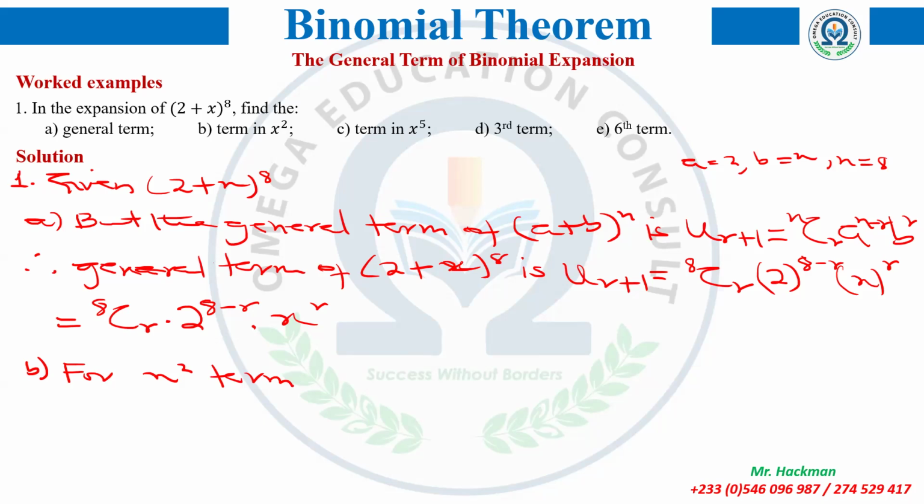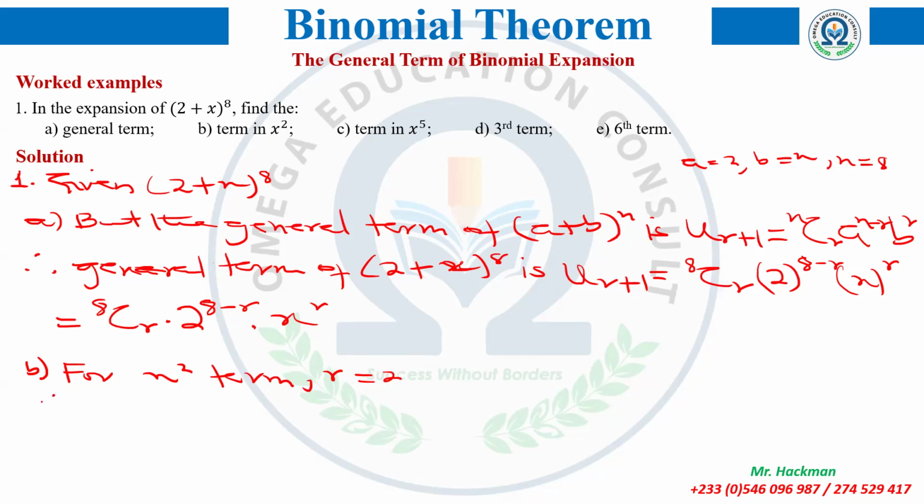So for the s squared term, this is all that you need to do. You can see that your term formula now depends on r. If you know the value of r, you know any particular term. But because you are looking for s squared, it means the power of your x should be 2. So for the power of s to be 2, what will be the value of r? Do you agree that it should be 2? Yes, sir. So for the s squared term, r should be equal to 2.